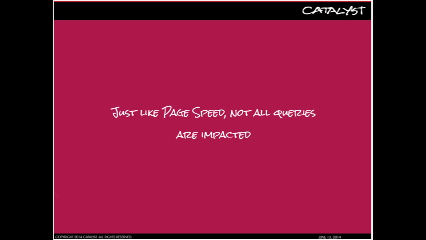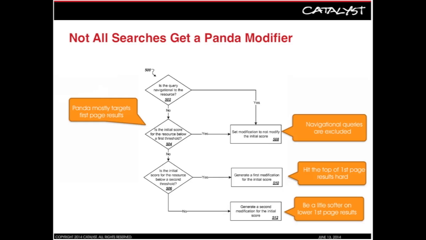So just like the page speed, not all queries are affected by this Panda multiplier. If you remember from the page speed, there were certain types of queries like weather that weren't affected, and definitions, those type of things weren't affected. Now, this is going to be a little bit hard for you guys to read, but let me just walk you through how Google determines what queries are going to be affected by the Panda multiplier. So the first question Google asks when it gets a query is, is this query a navigational type query?